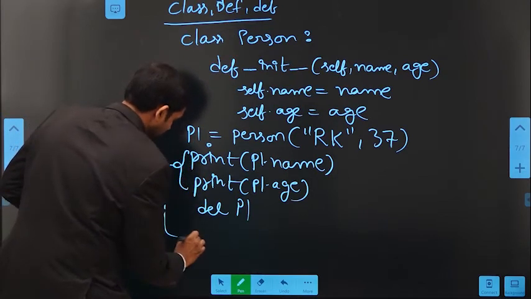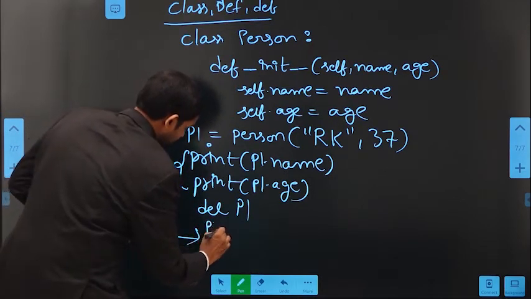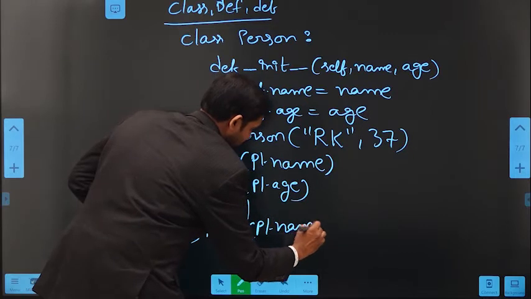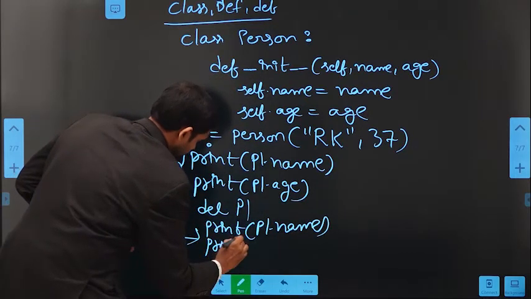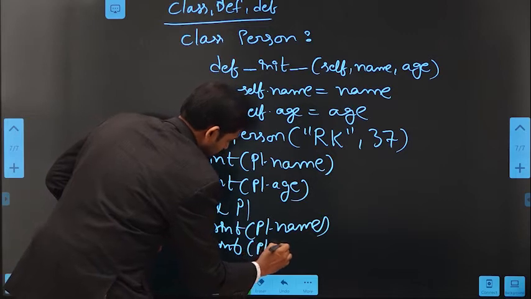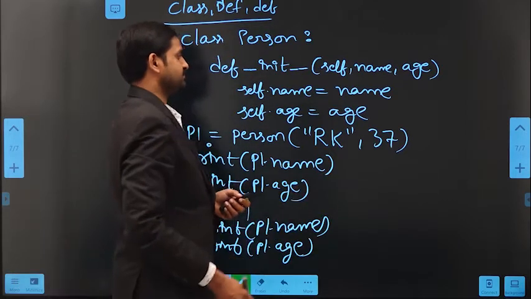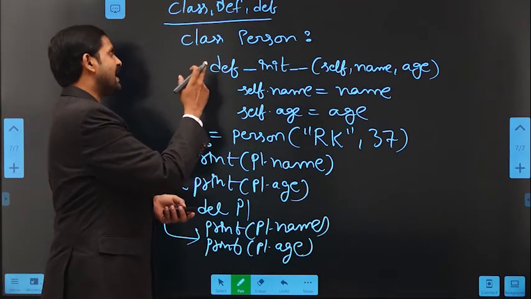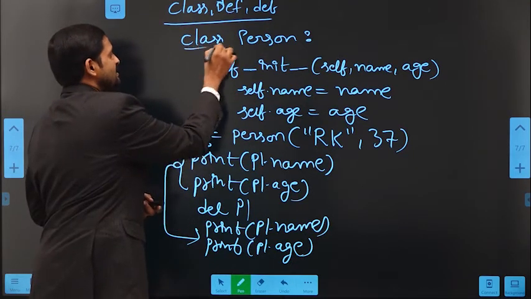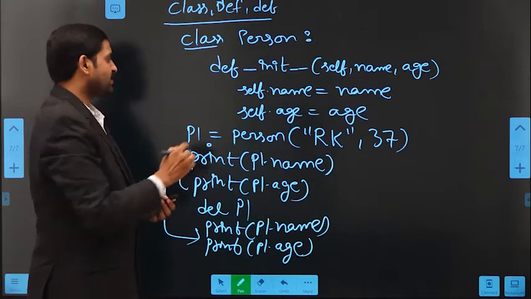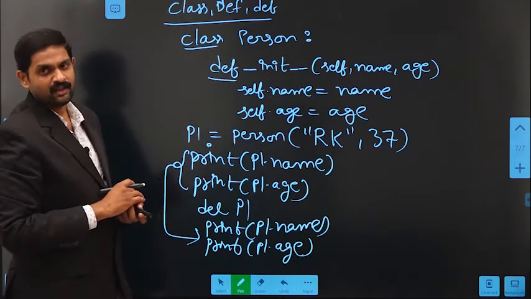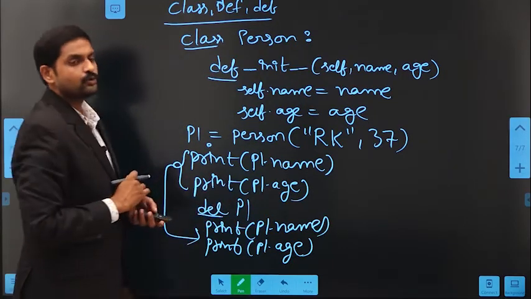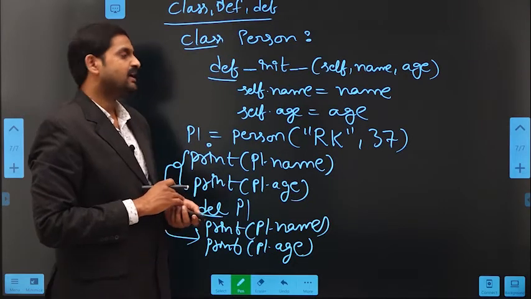Again you write these two statements here. print(P1.name), print(P1.age). Okay, so it's a small piece of code on the three keywords: class, def, del. Class is the keyword to define the user defined class. Def is the keyword to define the user defined function, and del is the keyword used to delete the references to the current object.